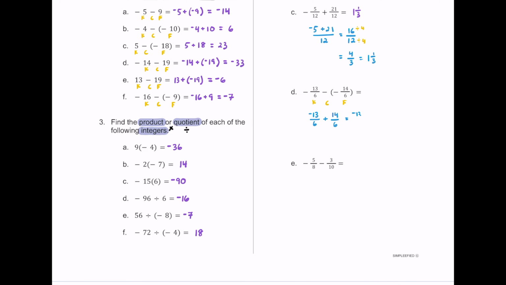This is negative 13 plus 14. Right, they have the same denominator of 6, so we can add them together. And negative 13 plus 14, they're opposite signs, so 14 minus 13 is 1. So we're going to get here a difference of 1/6.